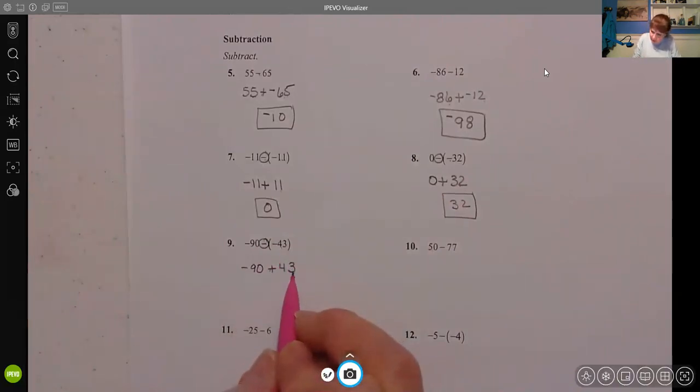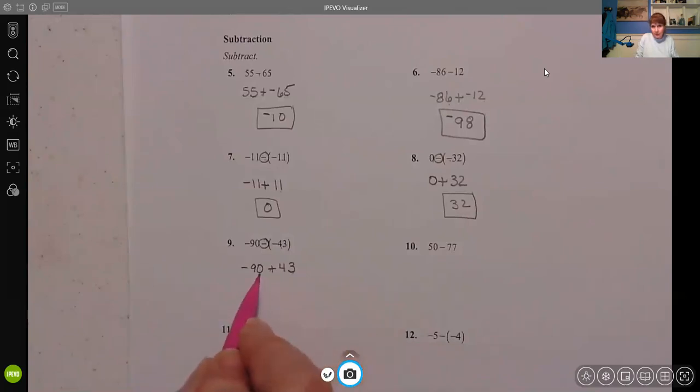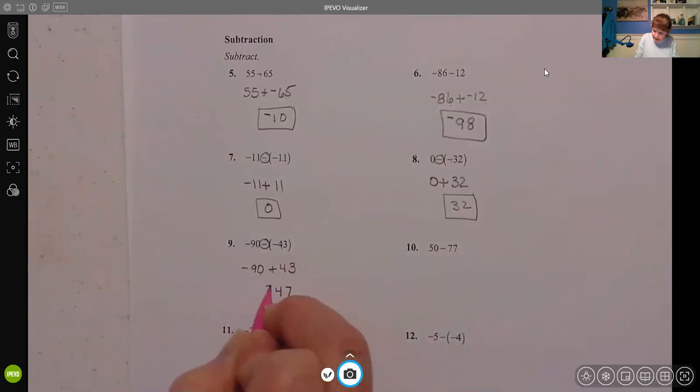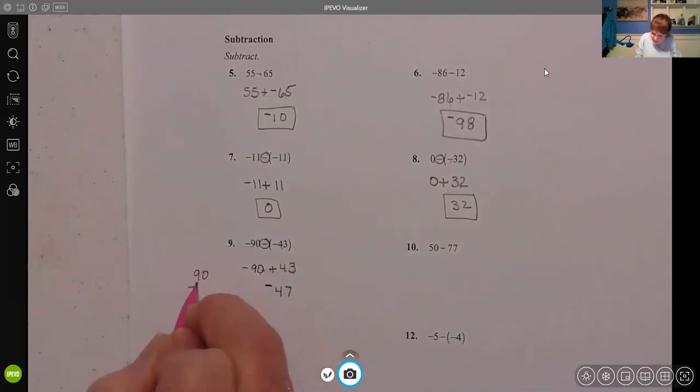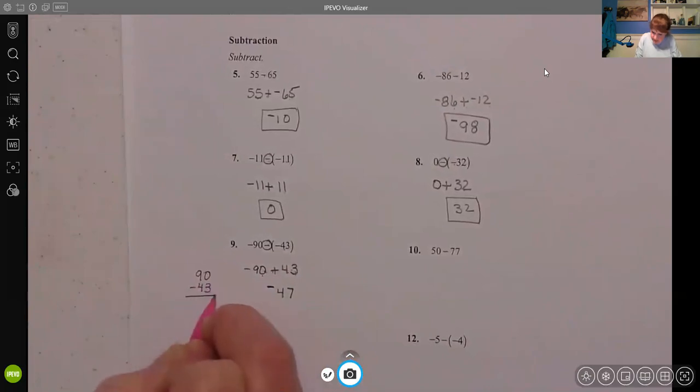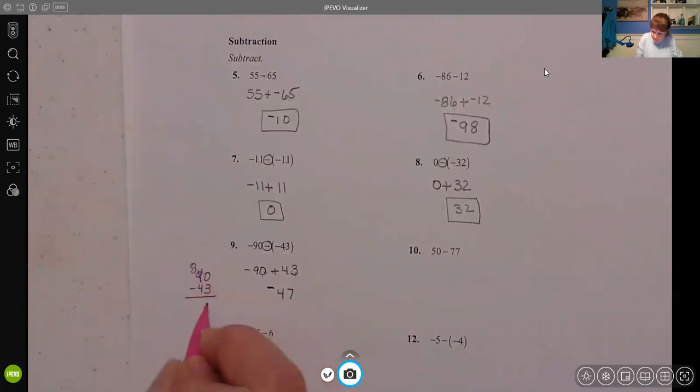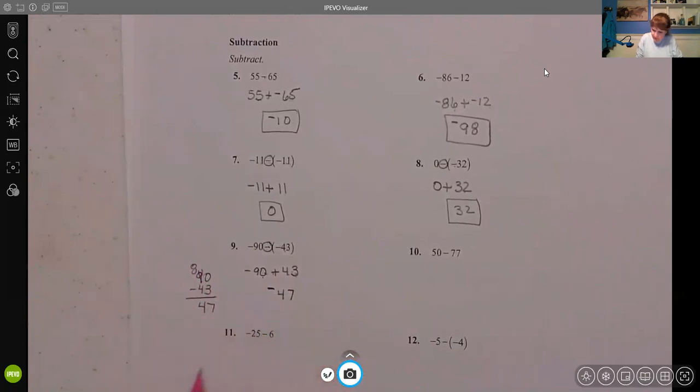So 43 of these will cancel with 43 of those, and that will leave you with 47 negatives. You could subtract those to find out what that's going to be, actually. 90 minus 43, to see what that leaves you with. 47 negatives left over. Well, let's try another one, number 10.